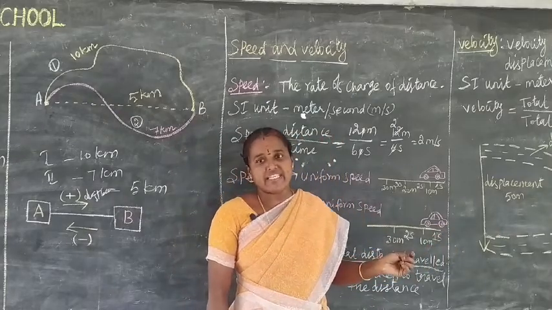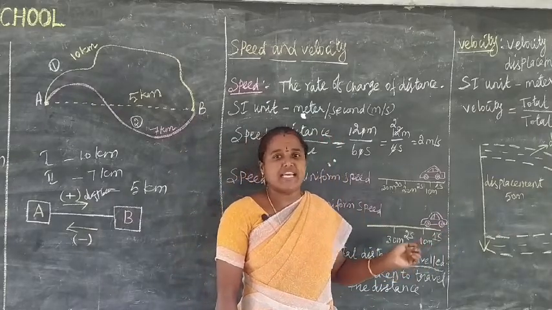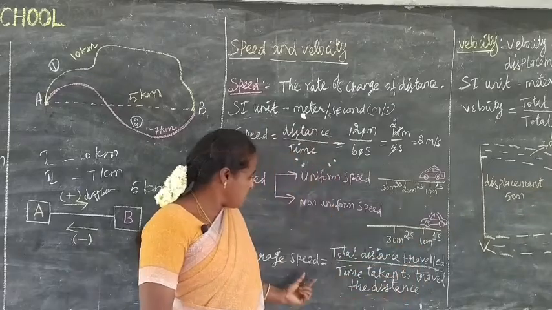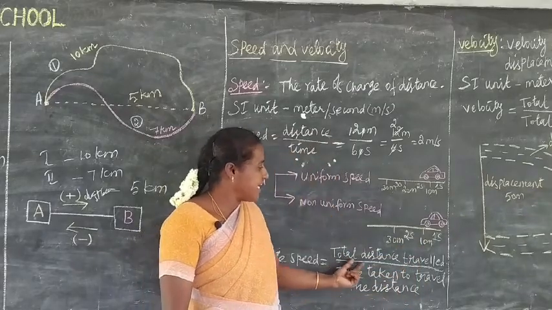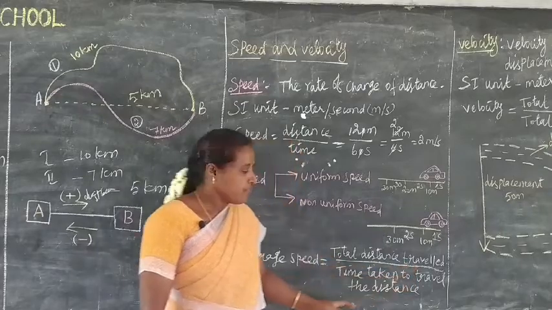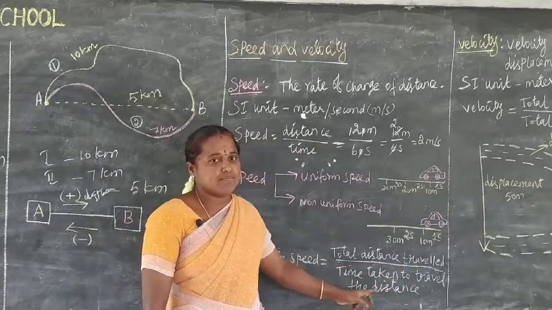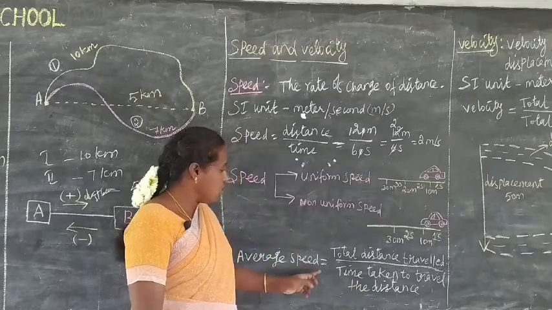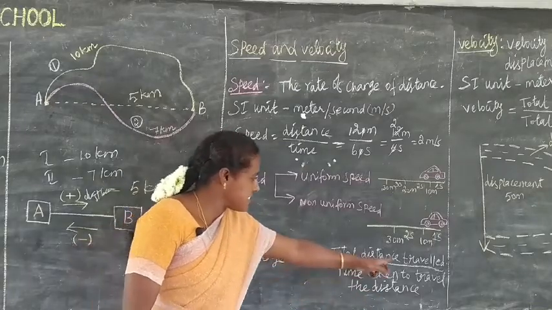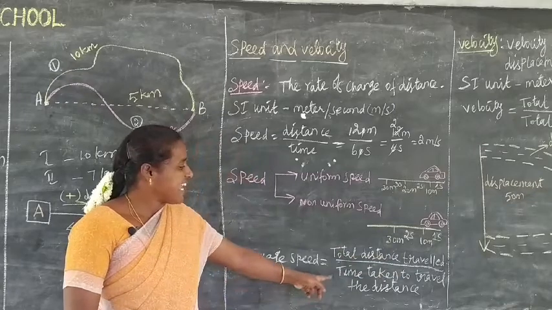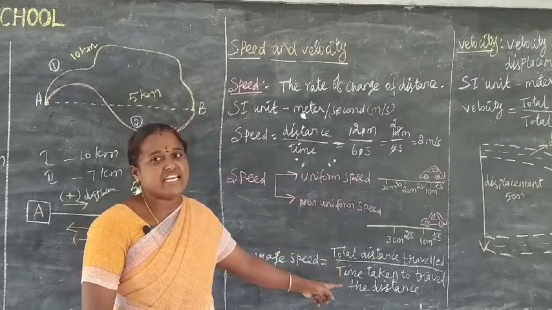We can calculate the average speed using the formula. Average speed is equal to total distance traveled divided by time taken to travel the distance.